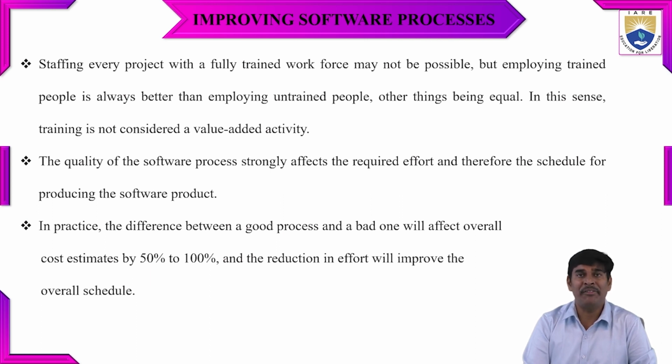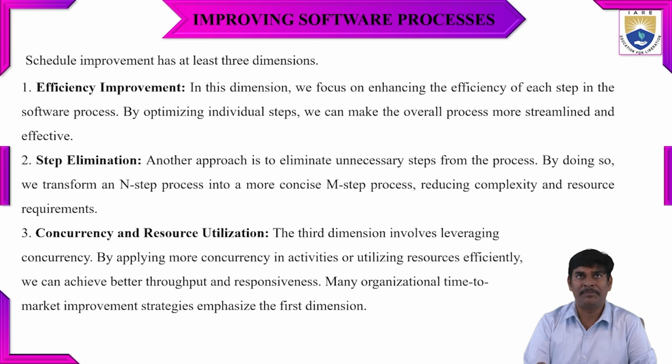So in practice, when you compare a good process and a bad process, it mainly affects the cost. How much it varies depends on whether we are using trained people or untrained people. If you use trained people, we can reduce the cost. But if you take untrained people, the cost estimate will be doubled or tripled, that is, higher by 50 to 100%. And to reduce it, we need to improve the overall schedule by taking trained people here.